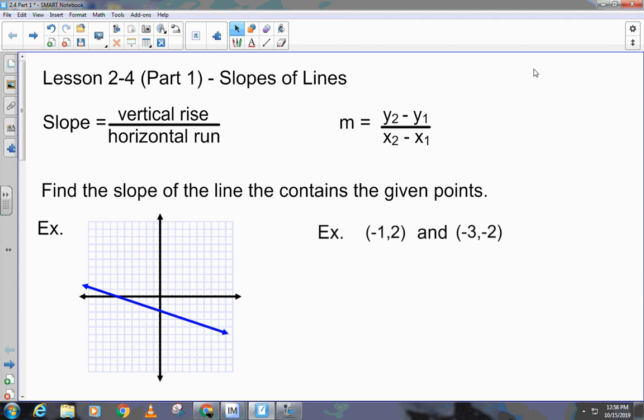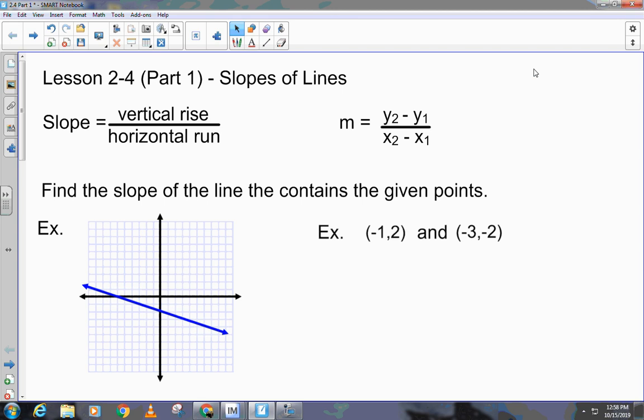Slope is the vertical rise over the horizontal run. It also has a formula associated with it. We use the letter M to represent slope, and it is the difference in the y's over the difference in the x's. Now, the order doesn't matter as long as you subtract both the top and the bottom in the same order, okay? And we'll talk about the difference in that here in just a moment.